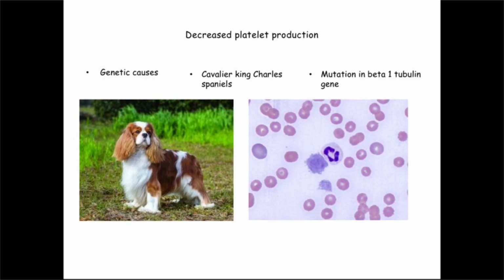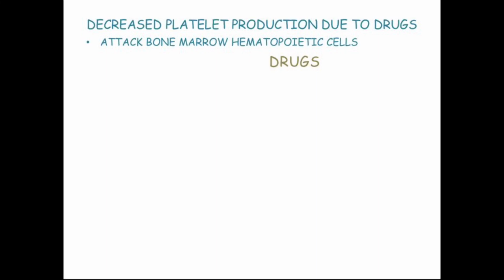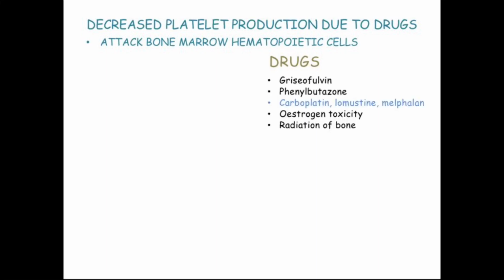Coming to decreased platelet production, genetic causes such as mutation in beta-1 tubulin gene, commonly seen in Cavalier King Charles Spaniel, is very common. If the thrombocytopenia is due to drugs which cause decreased platelet production, they usually go and attack the bone marrow hematopoietic stem cells. Drugs such as griseofulvin, phenylbutazone, carboplatin, estrogen excess, chemotherapeutic drugs and radiations can cause decreased production. Viral infections like FeLV, FIV and ehrlichiosis can also cause decreased platelet production by attacking the bone marrow stem cells.